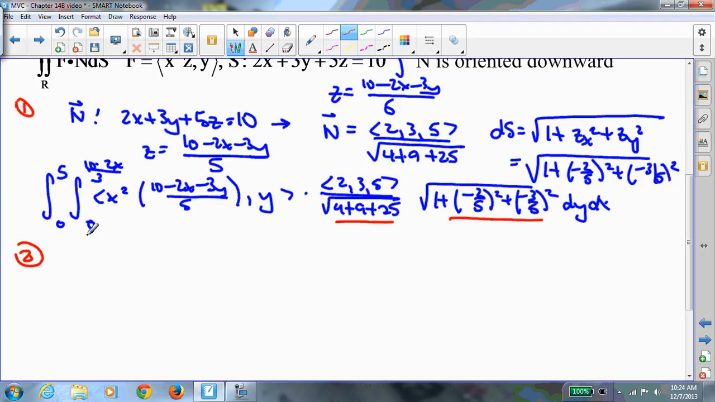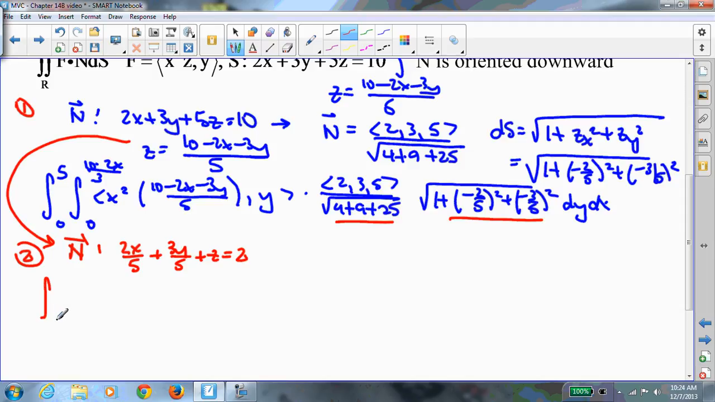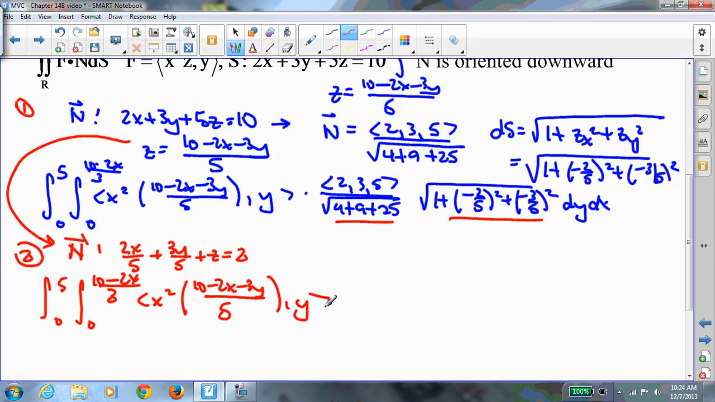In class, what we did was we redefined the surface so that the coefficient of z was equal to 1. So if I do that here, my n is going to be derived from 2x over 5 plus 3y over 5 plus z equals 2. So all I did was I took this equation here and I rewrote it. So if I do that and I set up my integral, it would still be from 0 to 5, still be from 0 to 10 minus 2x over 3, x squared, 10 minus 2x minus 3y over 5, comma y. That still stays the same.